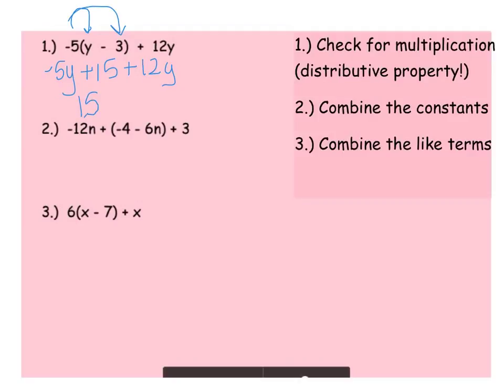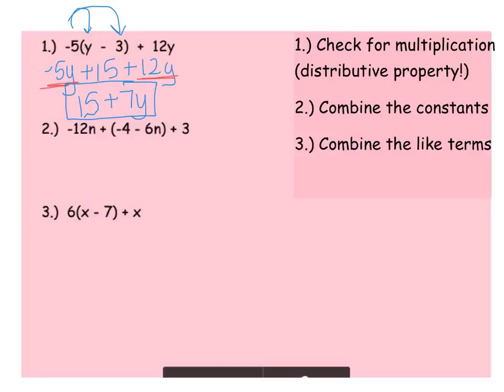Now let's move to step 3. Let's combine the like terms. Let's combine the negative 5 and the positive 12. When I put negative 5 with positive 12, I get positive 7y. So I'll use a plus sign since that's positive. 15 plus 7y is my simplified answer. Because those are not like terms, I cannot combine any further.